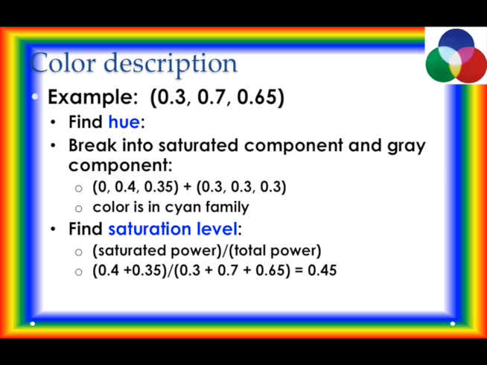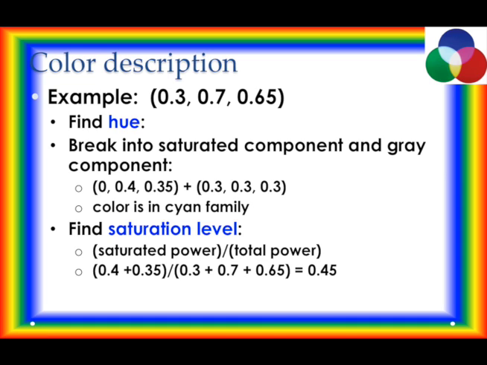The way to find the saturation level is to break out your color into a color that has at least one component that's 0. And that's called your saturated power, your saturated color. So in our case, our saturated components are 0.4 and 0.35. We're going to add those two together, 0.4 plus 0.35, and we're going to divide it by the total original power, 0.3 plus 0.7 plus 0.65. And what we get is what we call the saturation level, or 0.45, of the color.